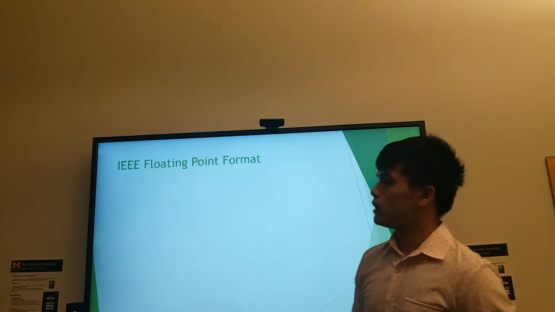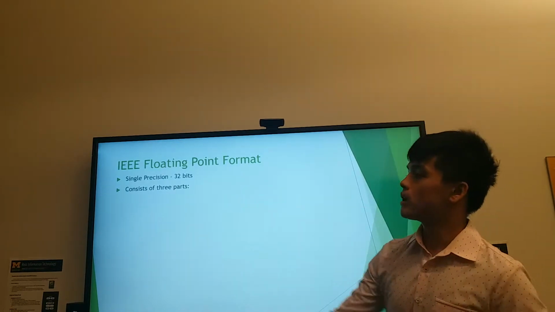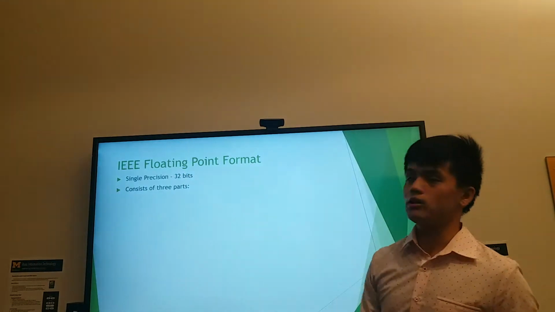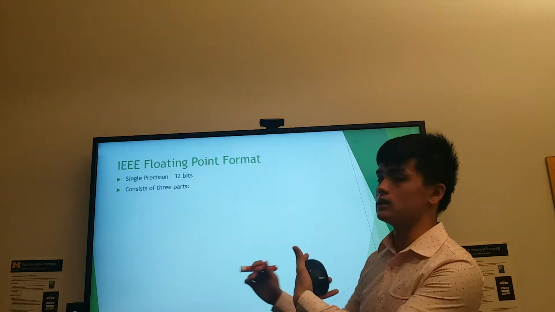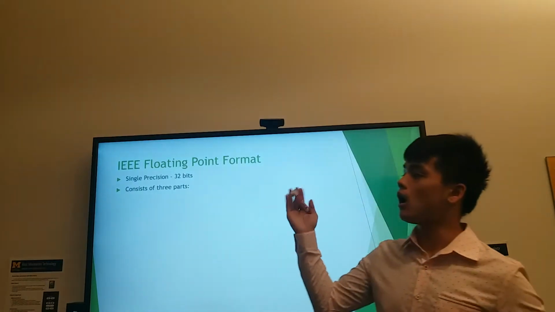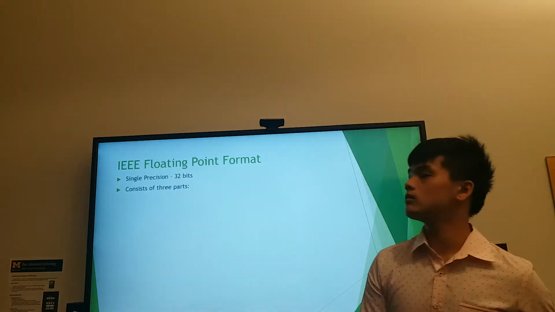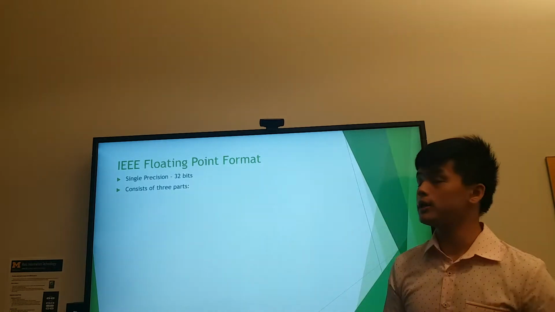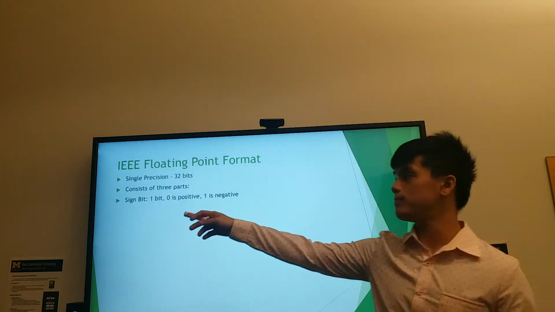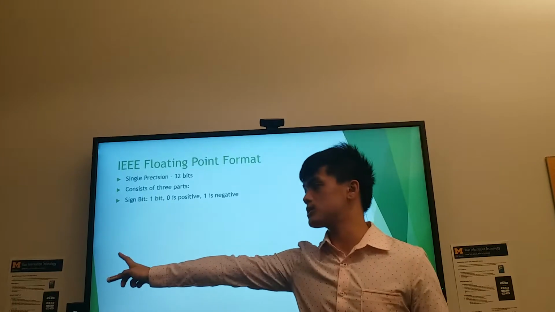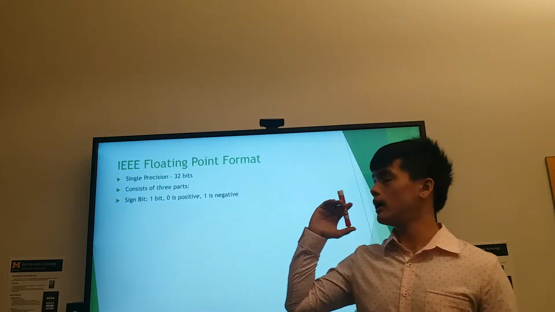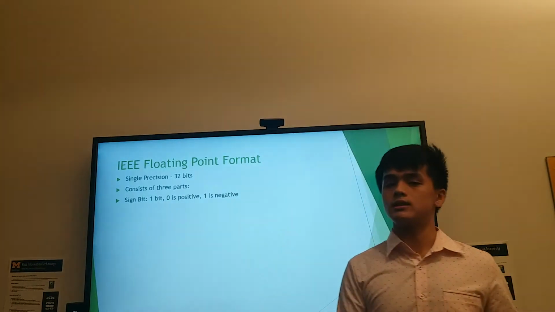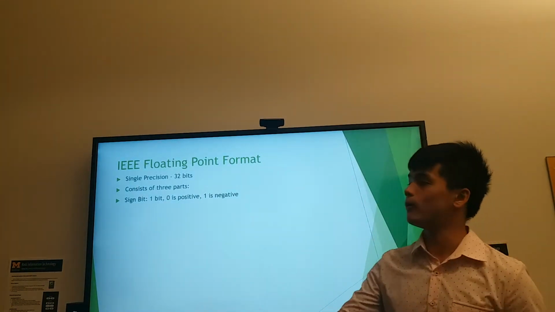In the IEEE floating point format, we use 32 bits to represent that number. We take that scientific notation, dissect it, and store it into each part of our floating point memory. It consists of 3 parts. The first is our single sign bit. It's the most significant bit, the 31st bit, and it denotes a positive number if it's 0 and a negative number if it's 1.